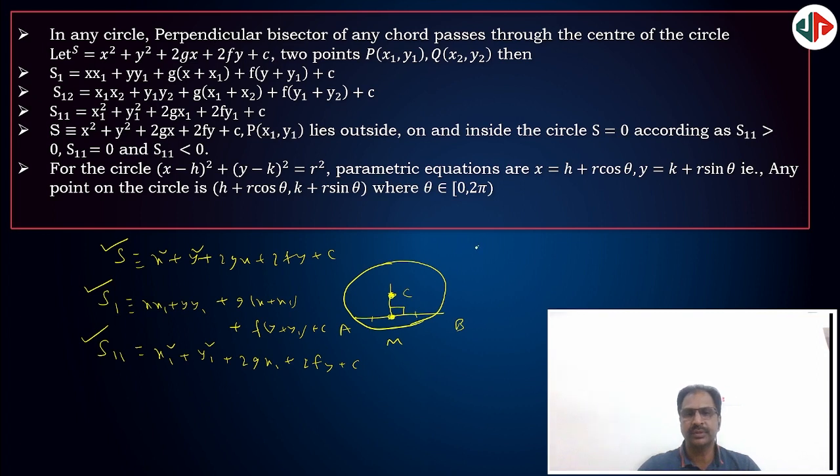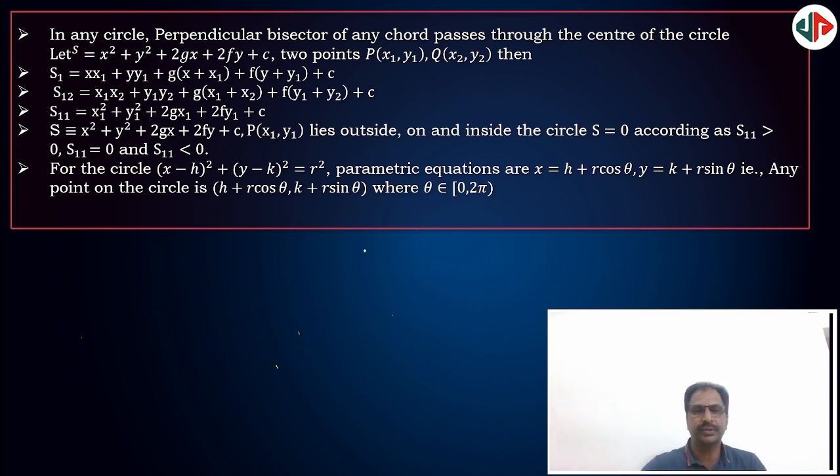Even S12 also denotes a number. S12 means x1 x2 plus y1 y2 plus g into (x1 plus x2) plus f into (y1 plus y2) plus c. It also denotes a constant. It's a number. S11 is a number, S12 is a number. S represents a circle, S1 represents a line. Okay.